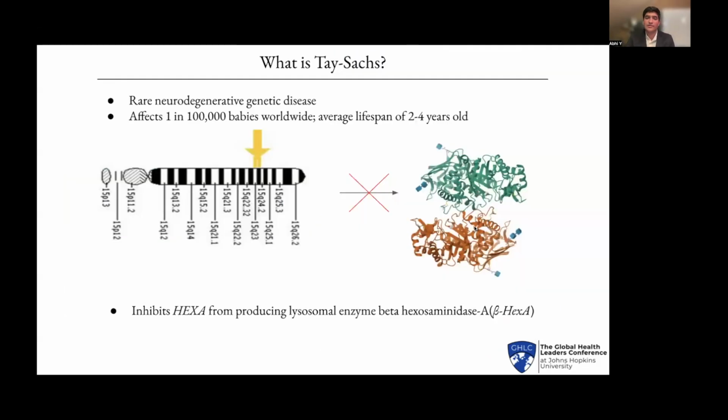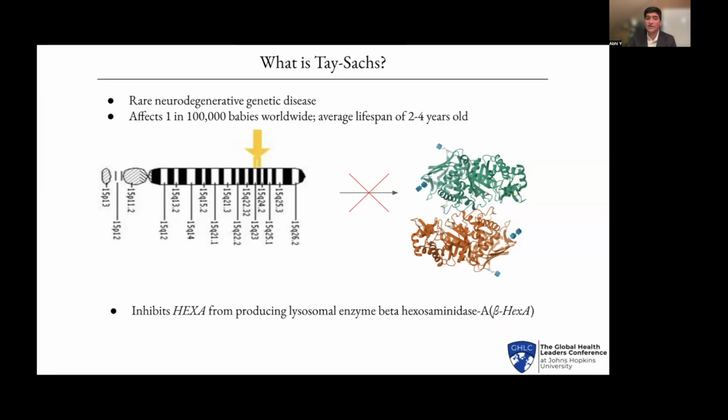So let's start off with a little background information on Tay-Sachs disease. Tay-Sachs disease is characterized by a mutation in the HEXA gene, which leads to an underproduction of the protein beta-hexosaminidase A. The production of beta-hexosaminidase A is important because it is responsible for preventing the buildup of GM2 gangliosides in the central nervous system.